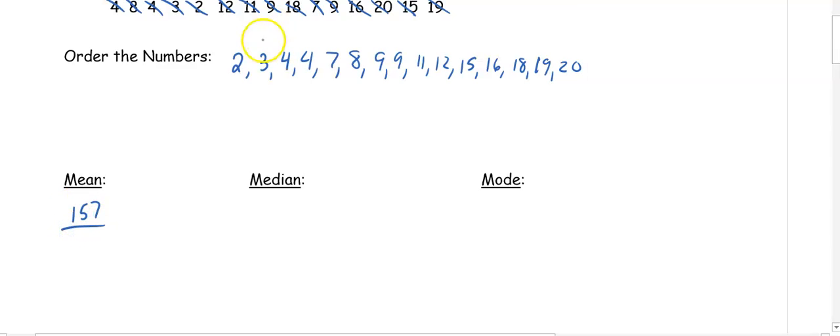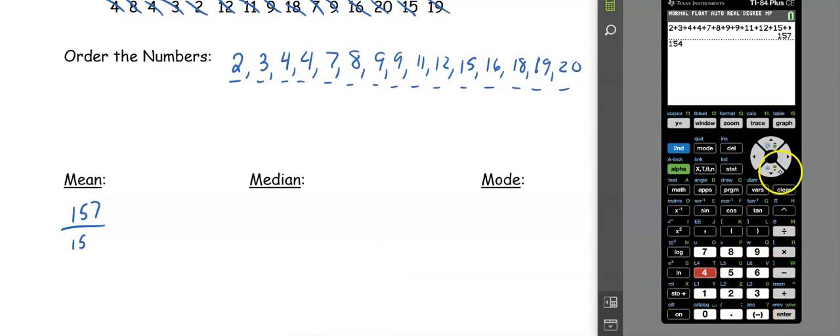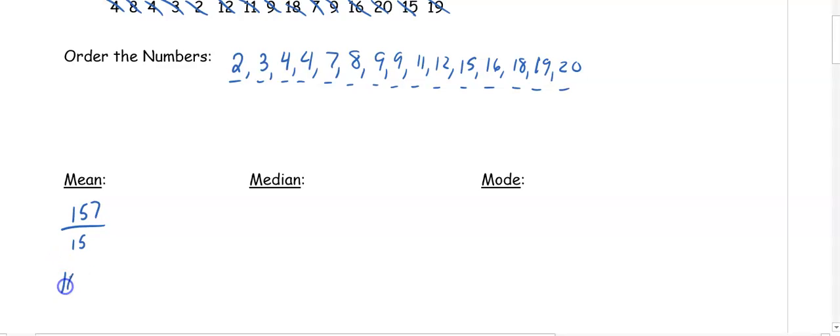And we are going to divide by how many numbers we have. So we have 1, 2, 3, 4, 5, 6, 7, 8, 9, 10, 11, 12, 13, 14, 15. So we're going to divide that by 15. So 157 divided by 15, and we're going to round that to 2 decimal places. So that would be 10.47.